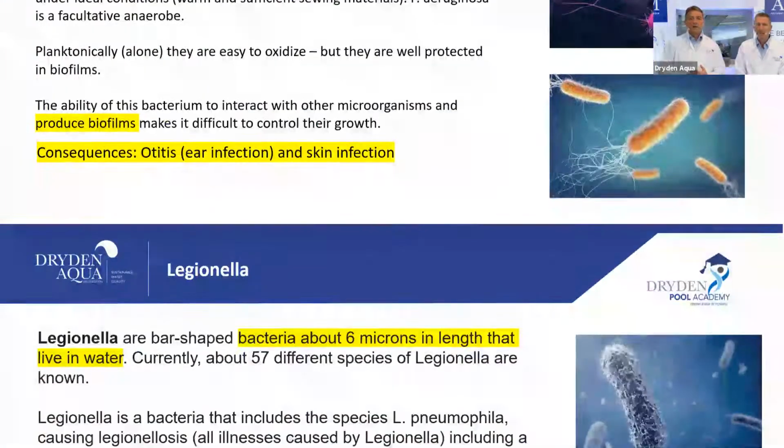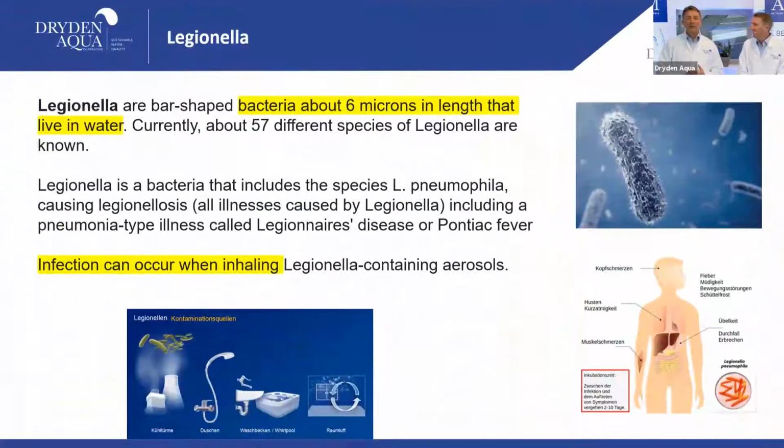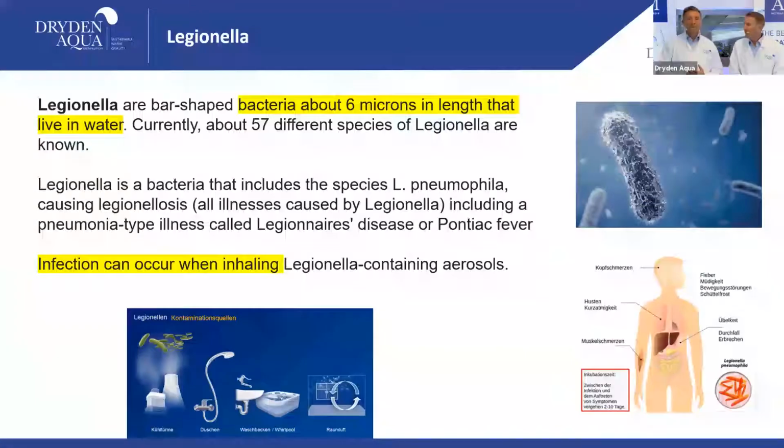Next one, Legionella. That's a very common one too, huh? Yeah, it's an important one. Again, it's a bacteria, bar-shaped. It's about 6 microns long, maybe 1 micron in width. There are about 57 different species of Legionella. Most of them, about 50, are completely harmless. No problem, not at all.